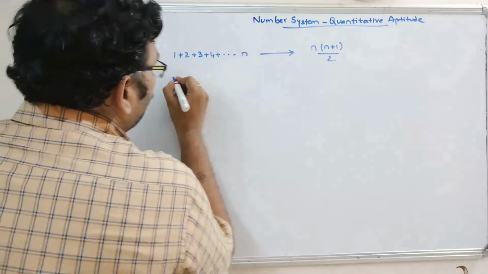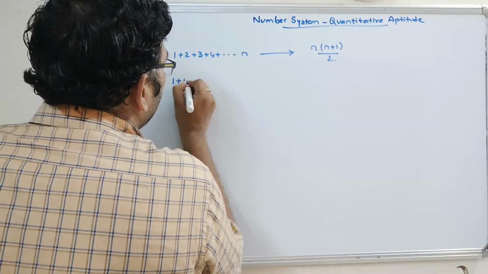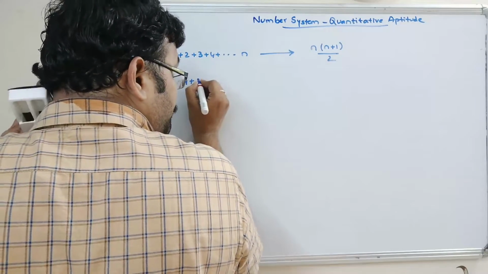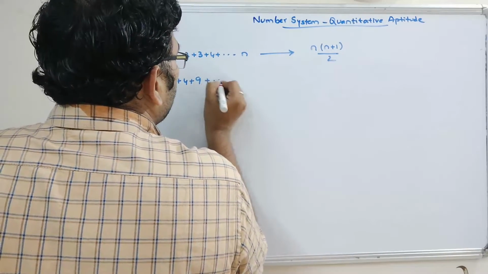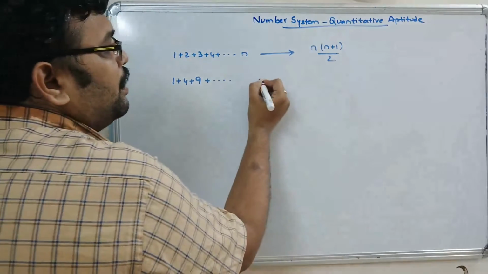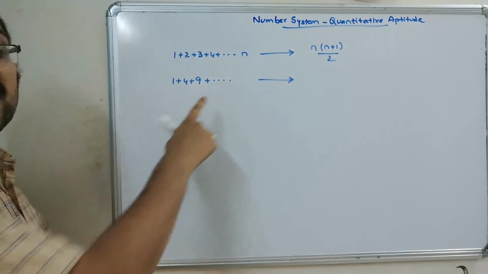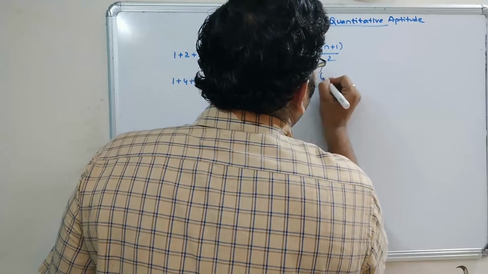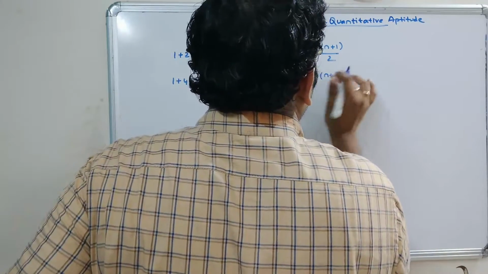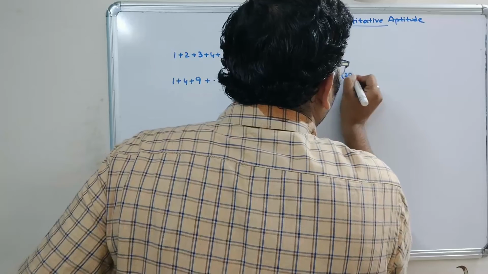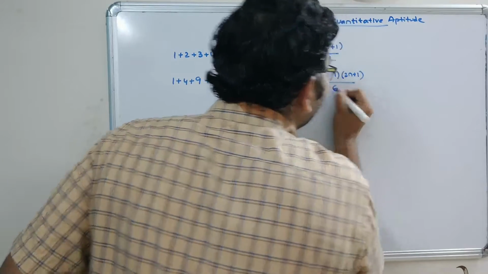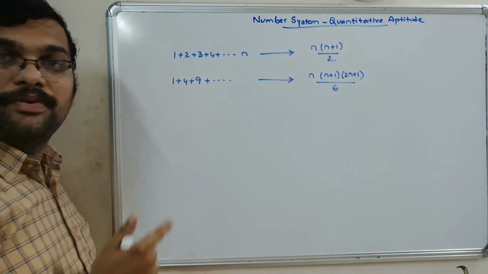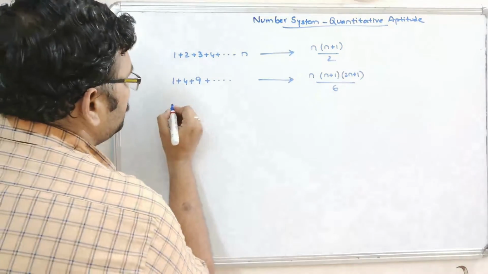Next, if the series is like 1 plus 4 plus 9 plus and so on, right? This is nothing but the sum of squares of given numbers. So it is n into n plus 1 into 2n plus 1 by 6. So this is the formula for the sum of squares of natural numbers.